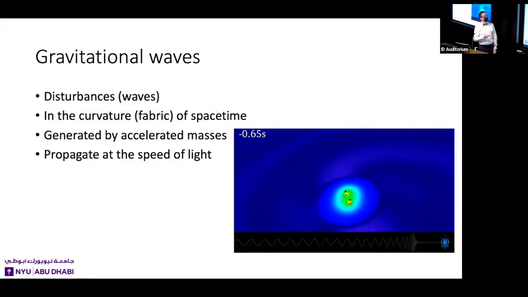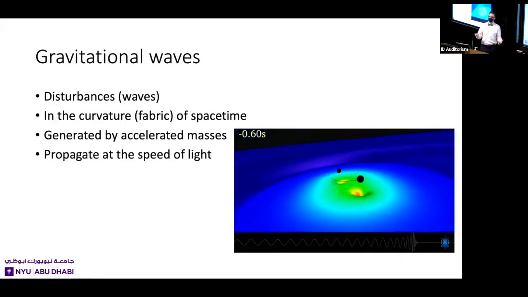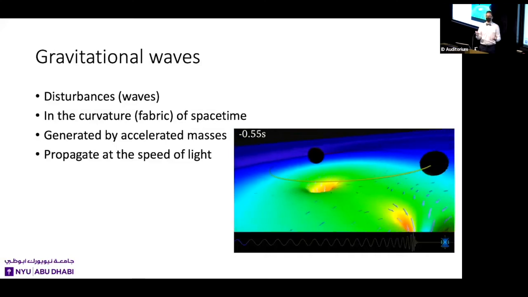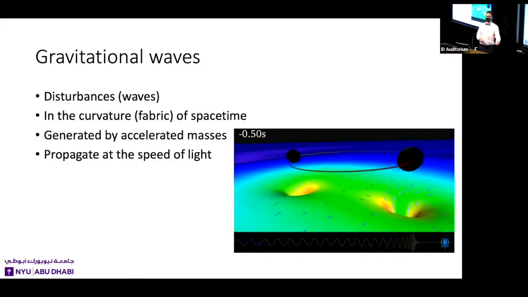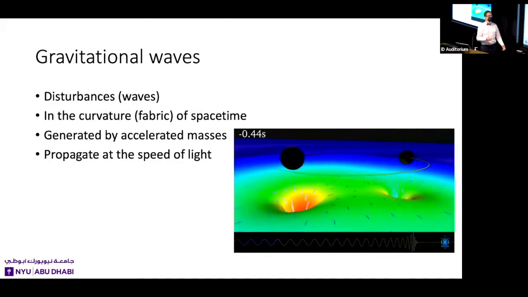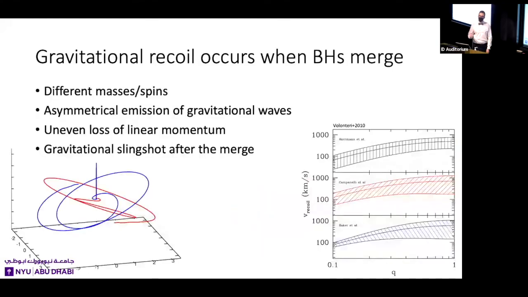I won't go very much into details, but essentially what happens is two heavy objects orbiting each other, so undergoing acceleration, tend to emit gravitational waves, and they propagate at the speed of light. But what is really cool is that if the two massive objects, like black holes, have different masses or spins, we have a net momentum flux of gravitational waves. So we lose linear momentum in one direction more than in the other direction. And as we know, linear momentum is conserved, so the resultant merger actually gets ejected with quite high velocities.